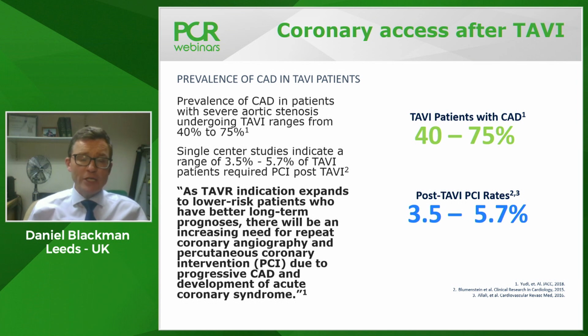And we have some data on that, which I'm not going to show chapter and verse on, from the group in Catania of Marco Barbanti, which showed that in about 8% of patients there was failed access to perform PCI. But if divided by valve type, it was 18% of Evoluts where they failed to get access, and fewer than 1% of patients with other valve types.